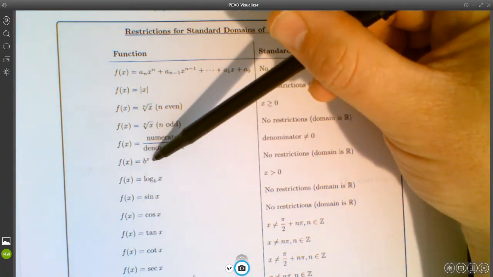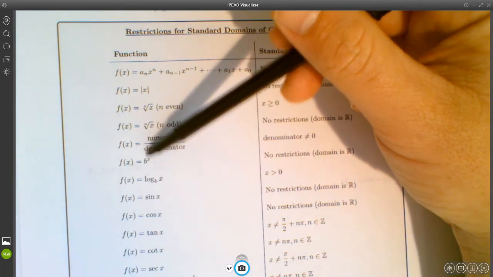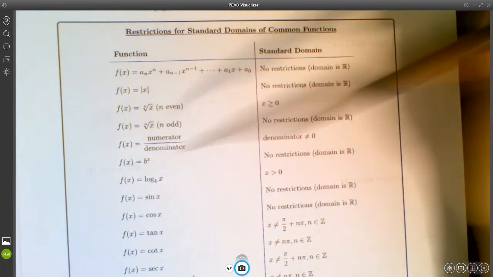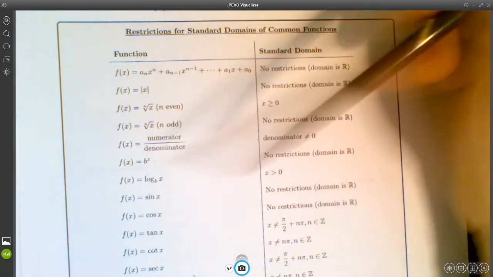For exponential functions, there are no restrictions. Okay, the domain can be any real number. You can plug in negative numbers. You can plug in fractions, right? We talked about all of that earlier in the semester. So no restrictions on the domain of exponential functions.